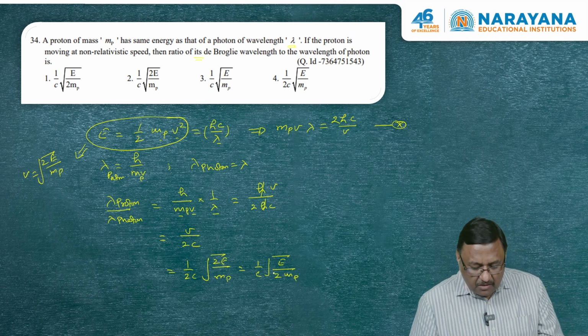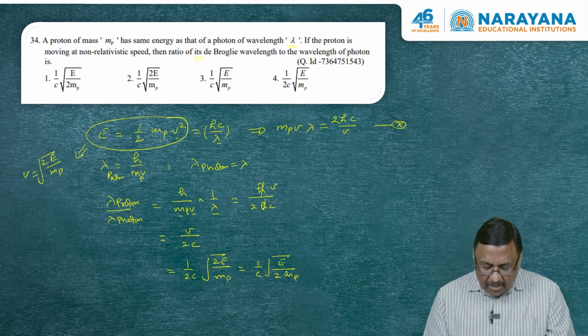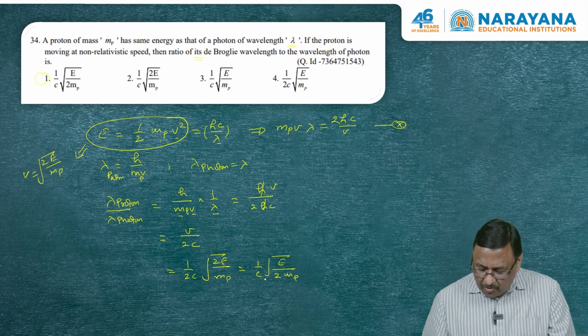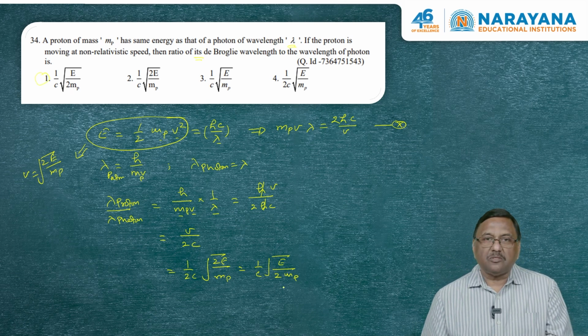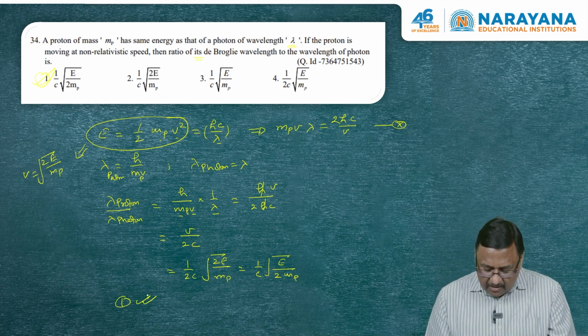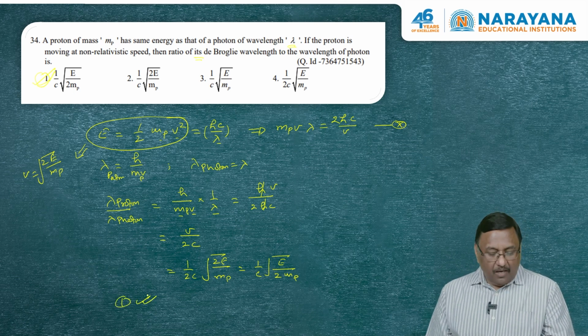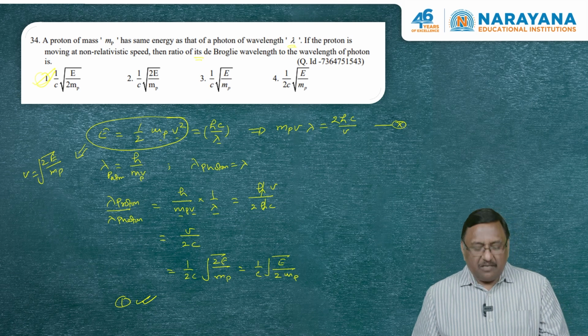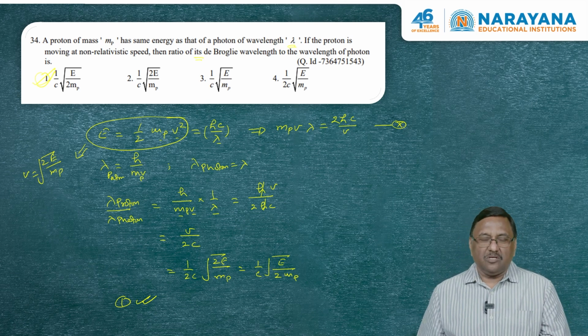Looking at the options, you can cheat. It is going to be option number 1 in this question: 1 upon c, the square root of E upon 2 times mass of the proton. That means option A is the right option. I hope this is also very easy and interesting for you, to see how simple these questions are.